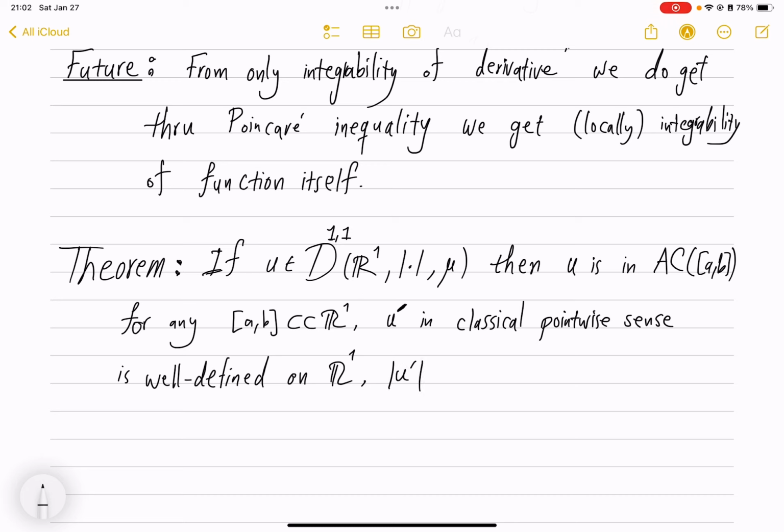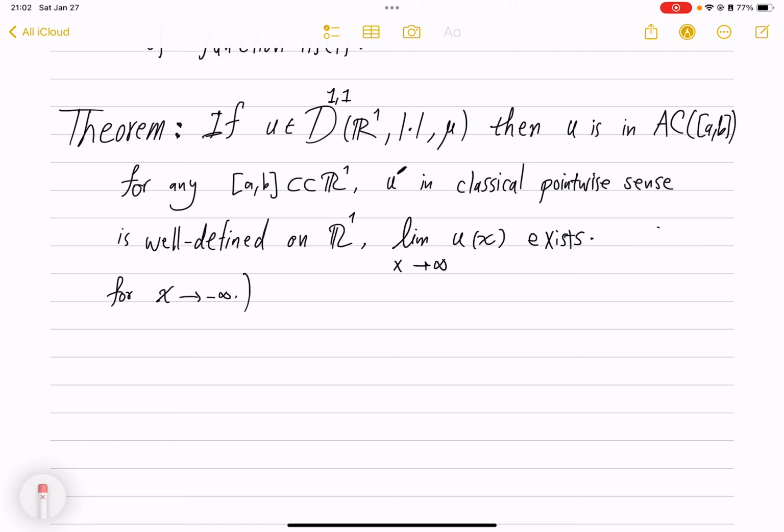And this u prime, and moreover, this limit of u(x) as x goes to infinity exists. Similarly, for x going to negative infinity, the limit exists, but it could be a different one. I must add that it is a finite number, so it exists as a finite value. It's not infinity. So just from the fact that the upper gradient is in L1, we get that this limit exists when you go to either infinity.